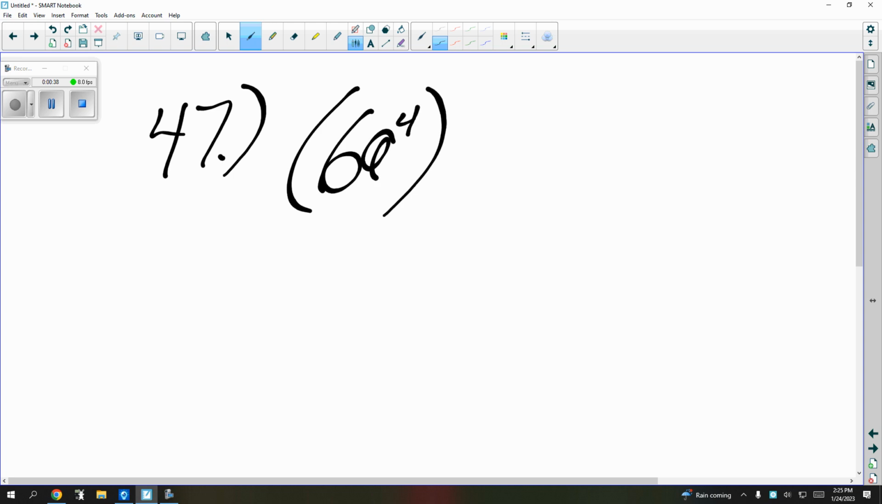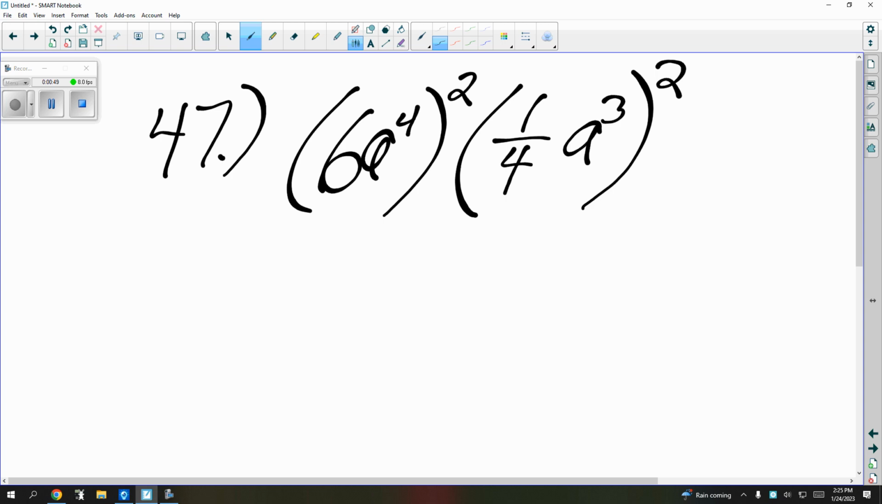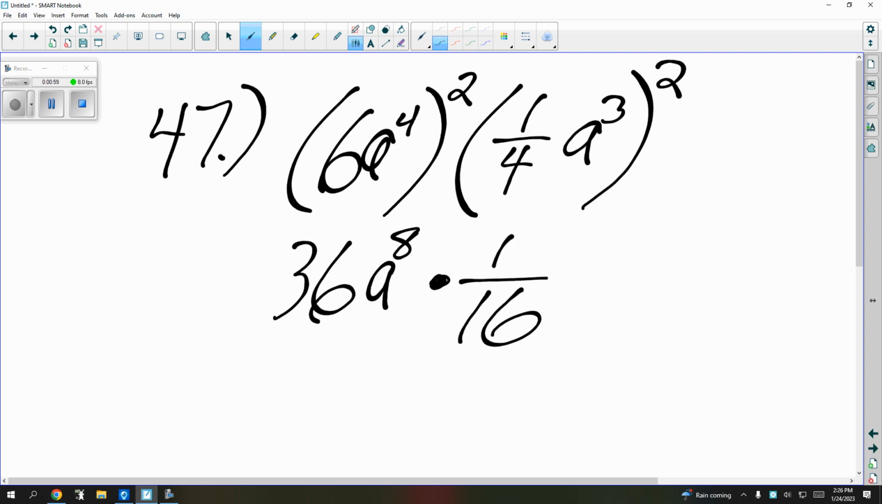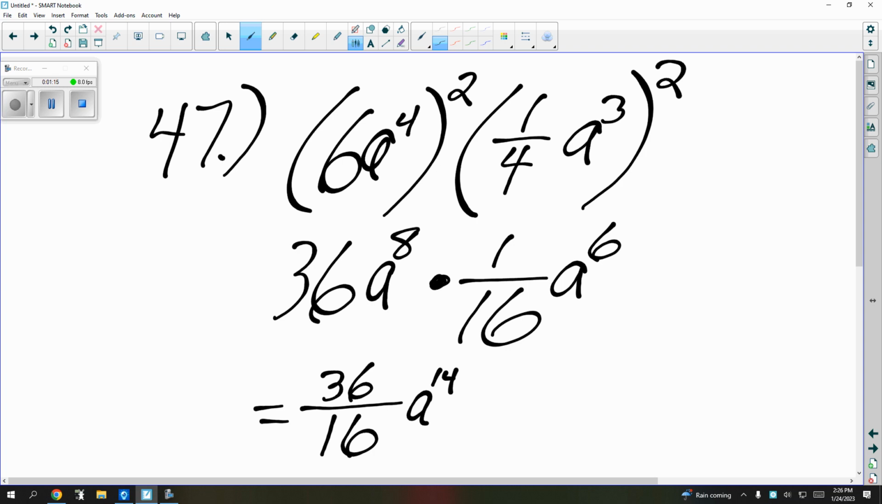That's an A. That's an awesome A. A stands for awesome. And we're going to square that puppy. Okay, you square the 6. You square the A to the 4th. You square the 1/4. And you square the A cubed, which is A to the 6th. Okay, so then number on top, number on bottom, A to the 8th and A to the 6th is A to the 14th. Now you just reduce.